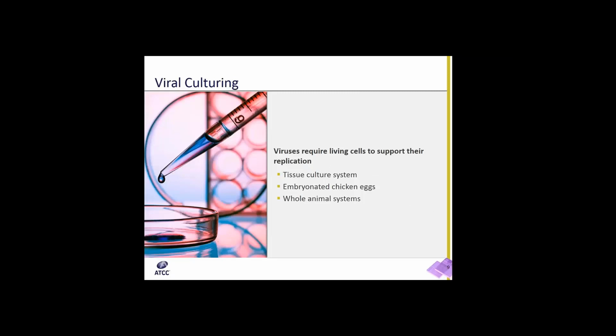Now moving on to the actual virus culturing. As you all know, viruses require living cells to support their replication. So oftentimes you have to use either a tissue culture system, or in certain cases an embryonated chicken egg or whole animal systems. With the utilization of cell culture technique, the use of laboratory animals has decreased significantly. And in comparison with eggs and animals, cell culture is more convenient and cost effective.